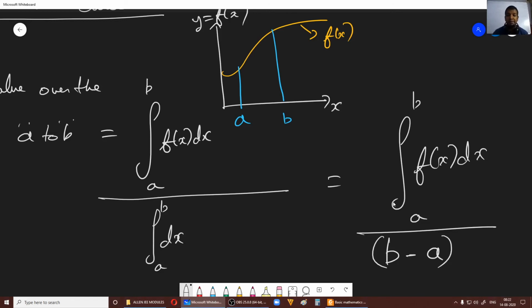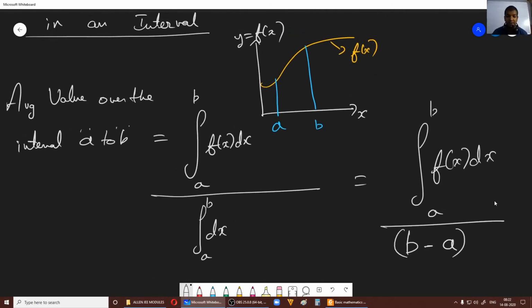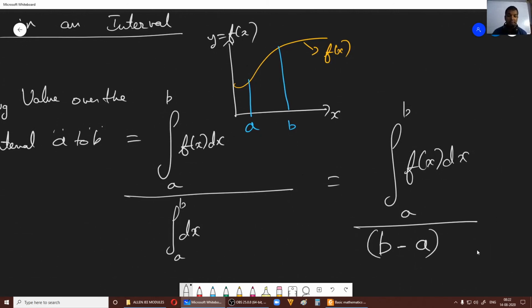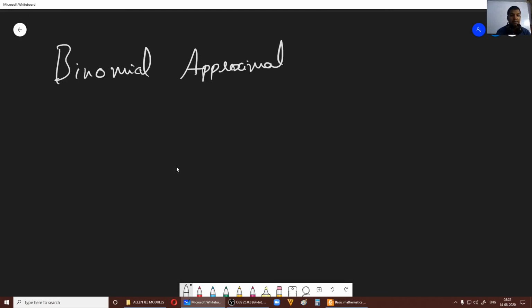So this is how we get the average value of a function over the interval a to b, fine. Now apart from this, let us look into a few miscellaneous concepts. Here you have something called binomial approximation. Please pause the video wherever you feel like and take down this. If you blindly listen, it is not going to help, fine.